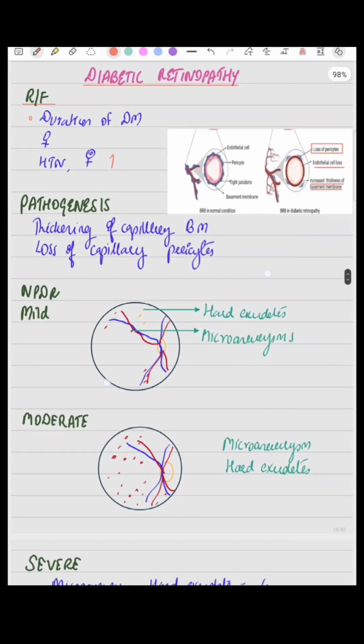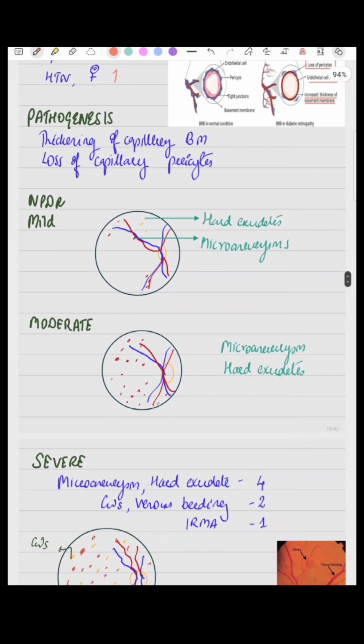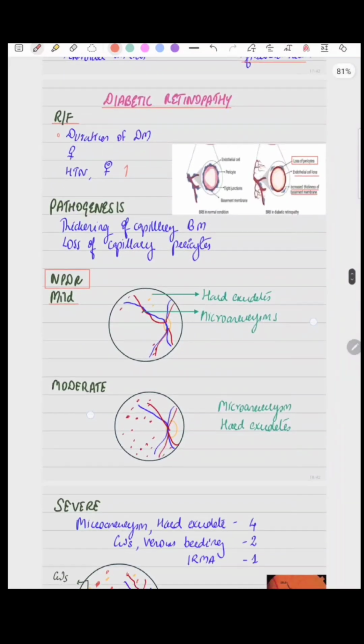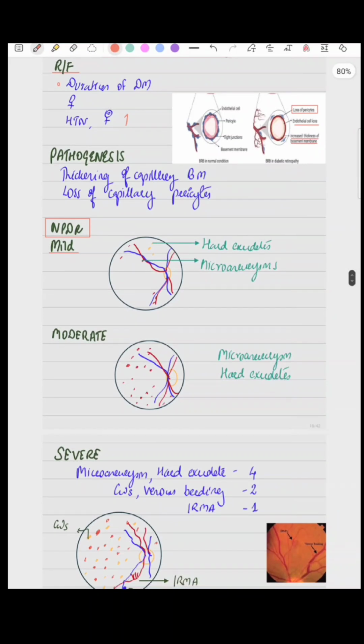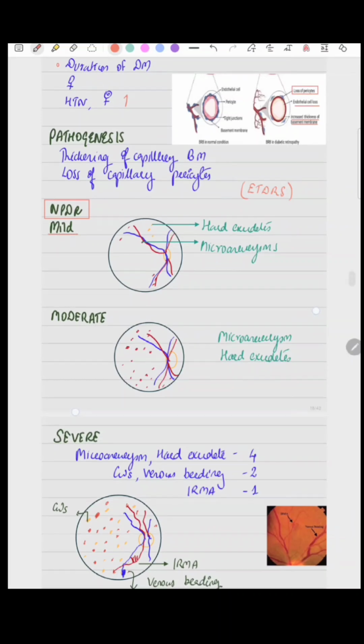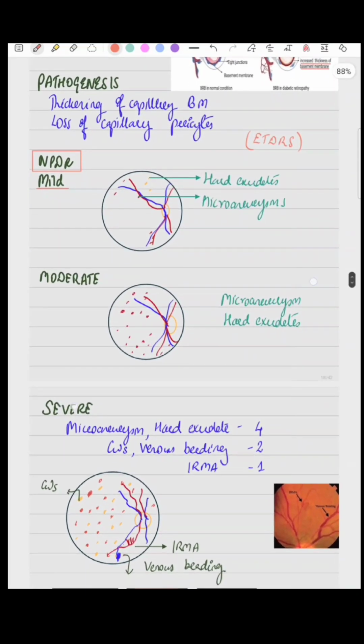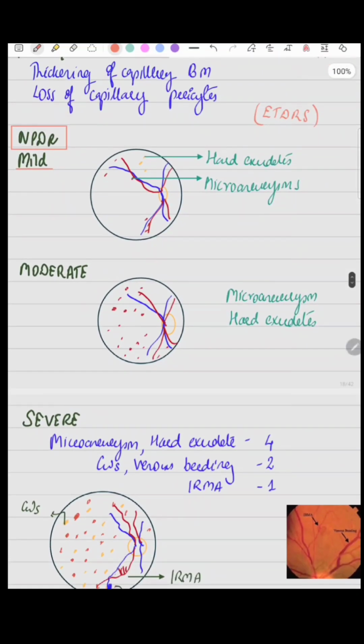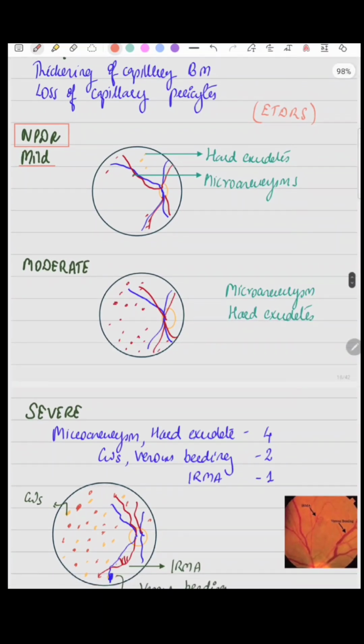Then coming to the stages. Now, non-proliferative and proliferative is there. The classification of diabetic retinopathy is based on the ETDRS classification system, the Early Treatment of Diabetic Retinopathy Study. It is classified into non-proliferative and proliferative. In mild non-proliferative diabetic retinopathy, there are microaneurysms, hard exudates and retinal hemorrhages in 1 or 2 quadrants. These are microaneurysms and hard exudates.